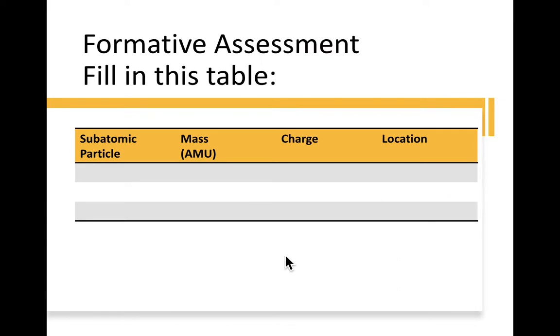So just as a small assessment of what you might remember from previous courses, copy and try to fill in this table about the subatomic particles that make up an atom. And again, you'll notice that there are 3 rows, so there are 3 subatomic particles. I would like you to put what you think their mass is in something called atomic mass units, their charge, and their location within the atom. You might want to pause the video to do that, and then we'll check it.